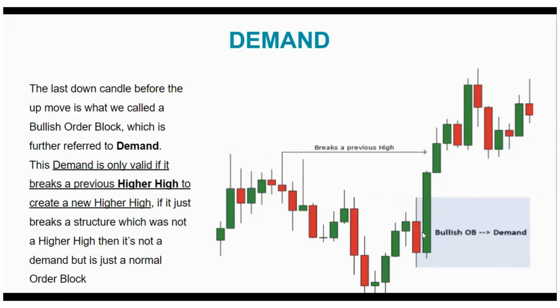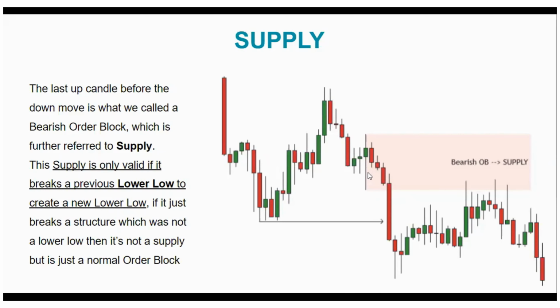When we have a down candle before an up move, an impulse move breaking a structure, then we have a bullish order block, also called the demand. And when we have a down move breaking a structure, the last up candle before the down move is a bearish order block, and that's called the supply. Now we know this up candle before a down move and the down candle before an up move are order blocks.